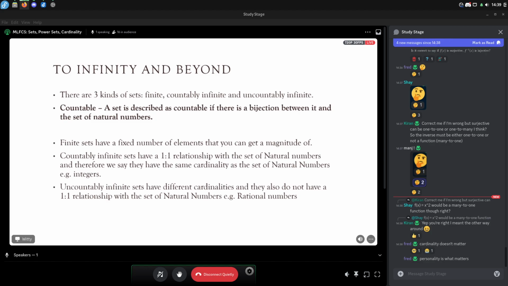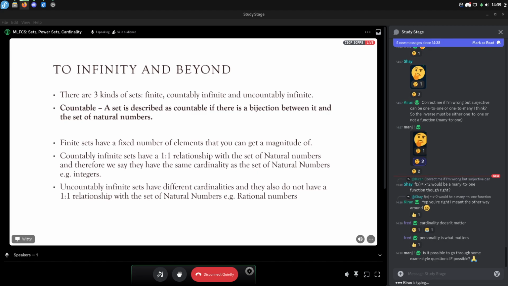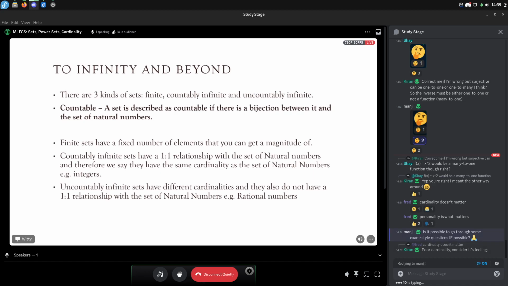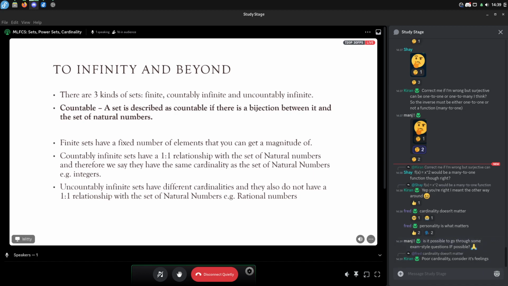For example, rational numbers. Rational numbers. Is it possible to go through some exam-style questions? Yeah, we will go through some questions on this, and some of them can be exam-style questions. We will go through some exams, don't worry. We'll go through some questions after this.